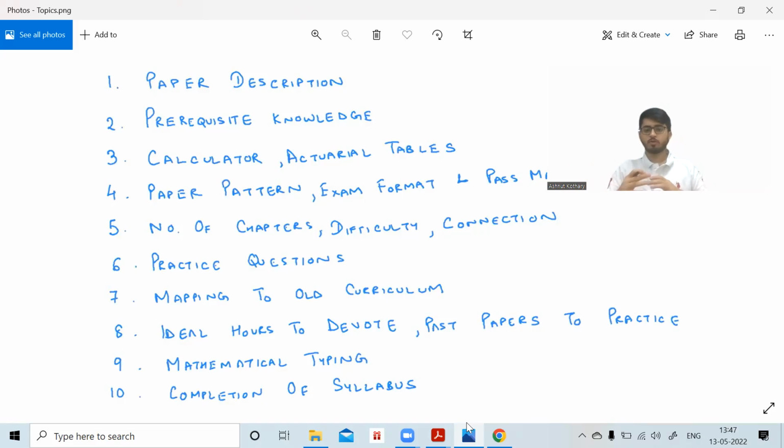I've already mentioned the past papers to practice. Next is the mathematical typing. So the ones who have already appeared for exams in this new current online format, you could wish to continue solving on MS Word right from the beginning itself.